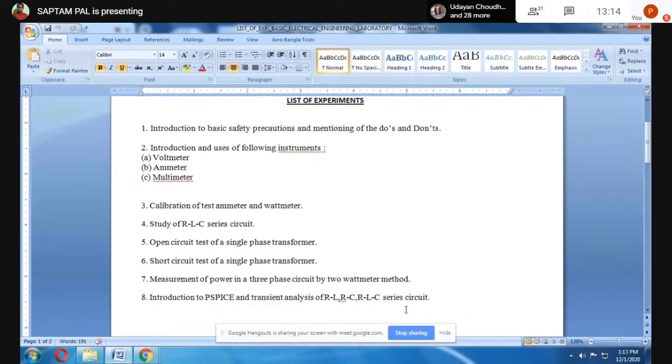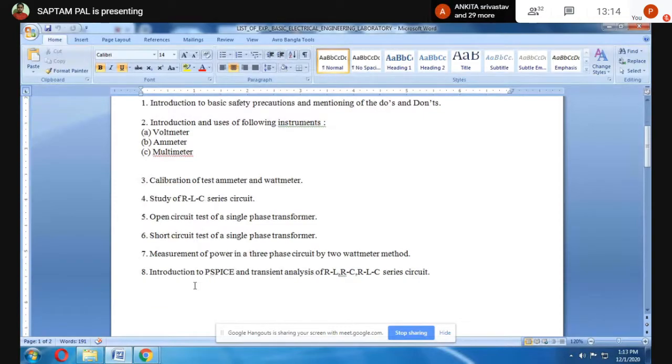Next, experiment number 8, introduction to PSpice and transient analysis of RL, RC, and RLC series circuits. To perform this experiment, we need PSpice software. There are different programs for the RL, RC, and RLC circuits. For these three circuit diagrams, we need to find the graphs for the transient analysis of this experiment. So the number 8 experiment is a software-based experiment.